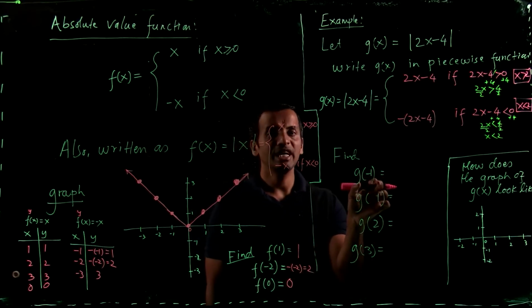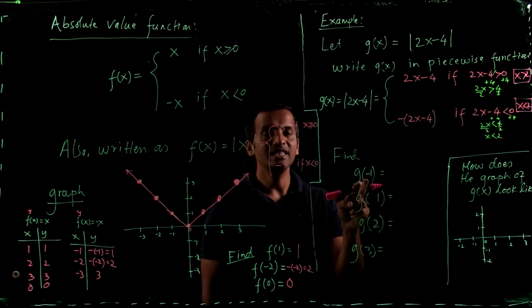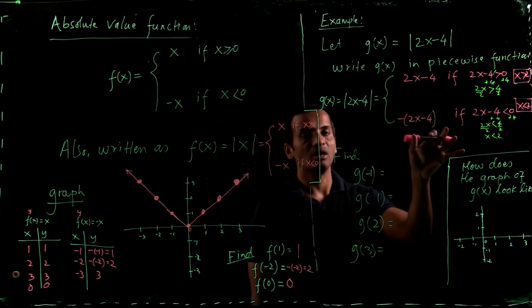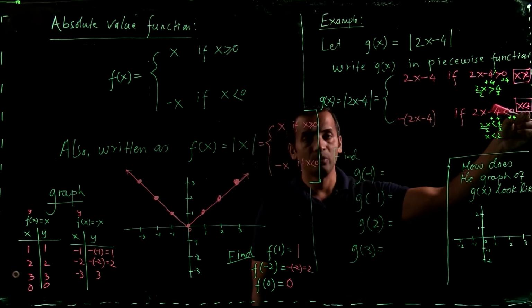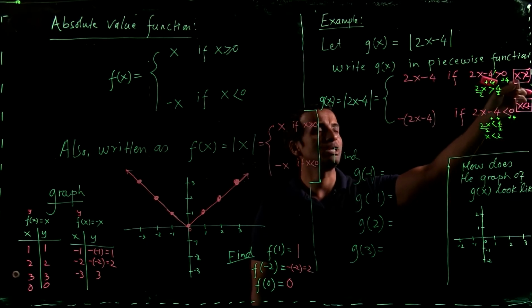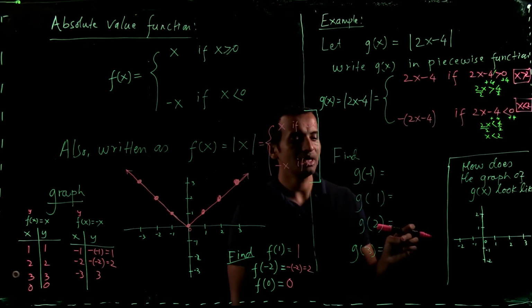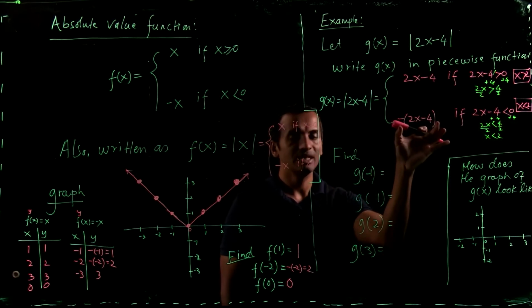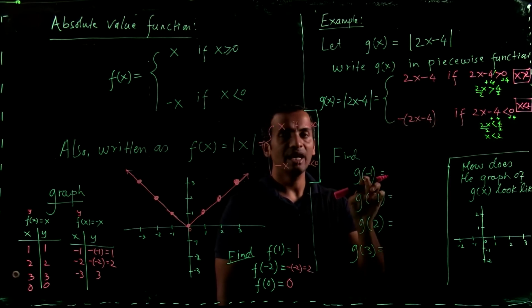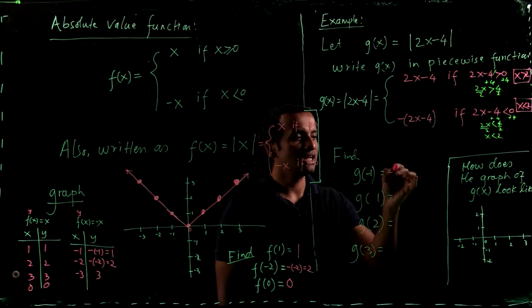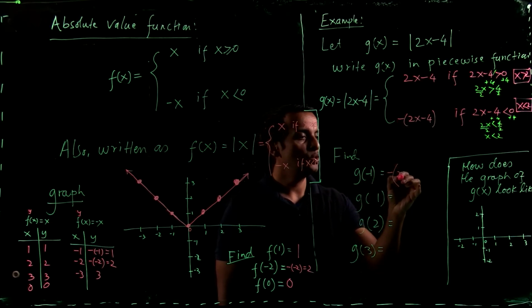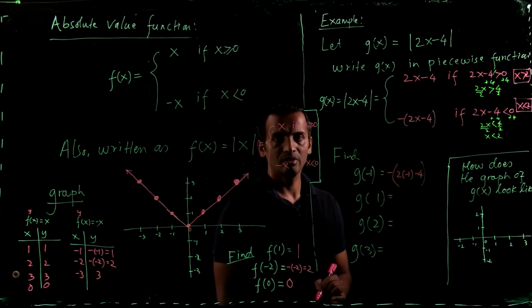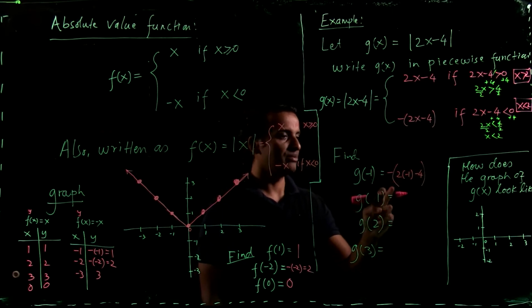Okay, g of negative 1. So when x is negative 1, where does it belong? Is this when x is less than 2, or is this when x is greater than 2? Okay, negative 1 is less than 2. So the value of the function uses the negative piece. So g at negative 1 will be negative, and then 2 times negative 1 minus 4. Did you see that? So how much is that?